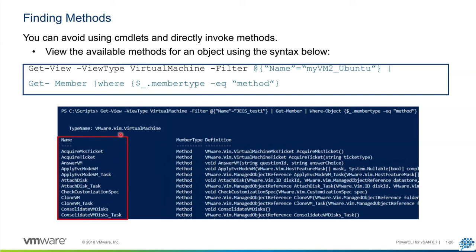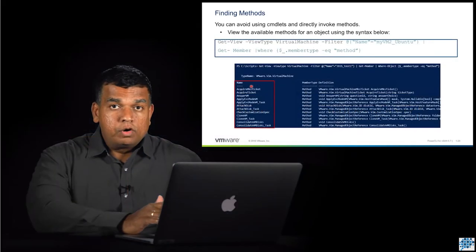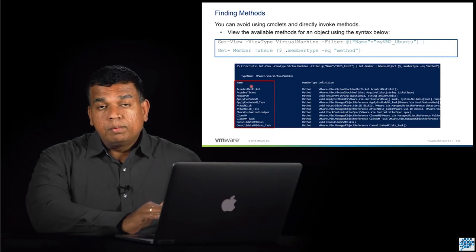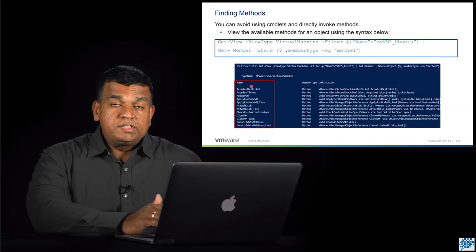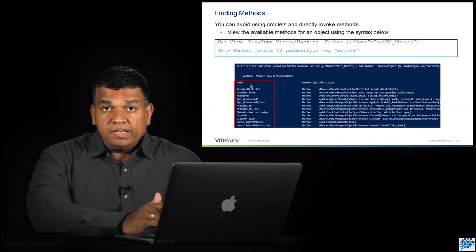Now, if you look at the output here, you see that there are a number of methods showing up for this virtual machine view object, and you'll have to remember that these methods are very much different from the methods which are associated with a VI object.